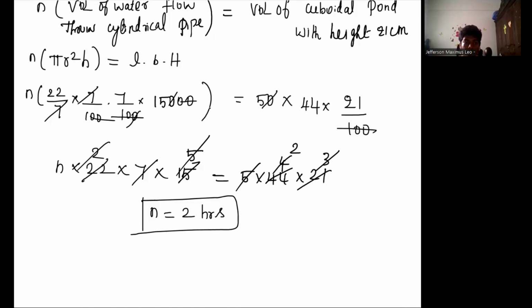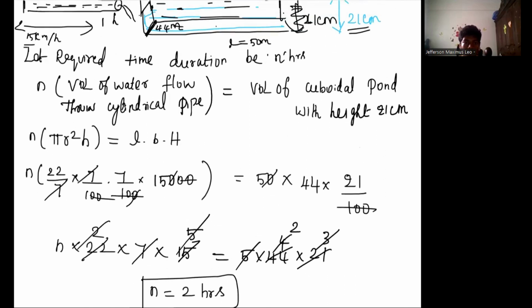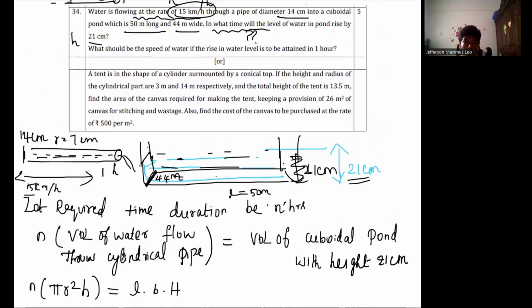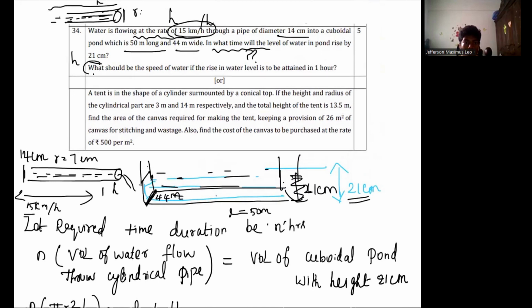So the required time duration to raise the water level in that pond by 21 centimeters height is 2 hours. Okay, ma'am. The sum is not completed. One more question is asked here. What should be the speed of water if the rise in water level is to be obtained in 1 hour?